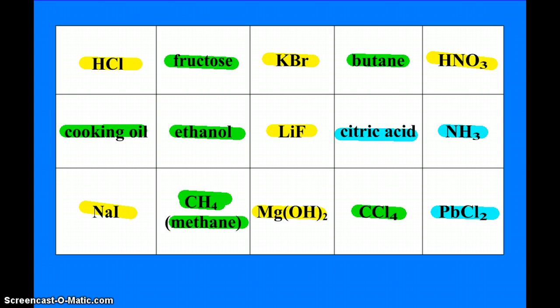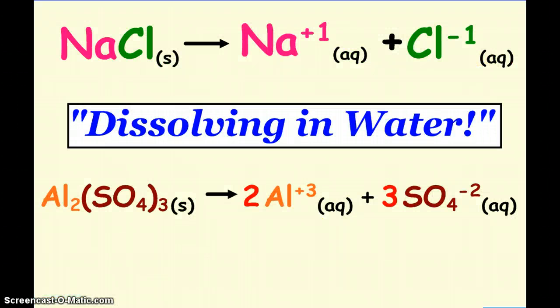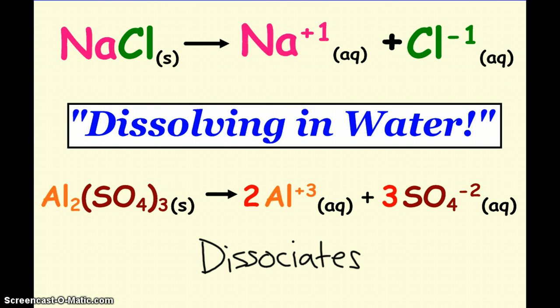So there's our answers. Again, the yellow are the strong electrolytes, the blue are the weak electrolytes, and the green are the non-electrolytes. So the last topic here is looking at writing an equation that shows how an ionic compound dissolves in water, and simply, again, that word that was used, that solid compound dissociates into its ions. So sodium chloride as a solid breaks into the sodium plus 1 ion and the chloride minus 1 ion, and we put that (aq) there, aqueous, meaning dissolved in water.